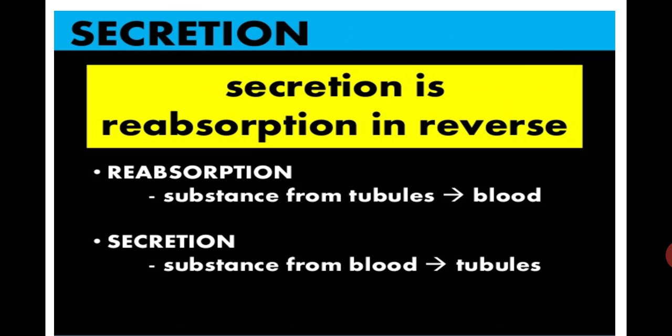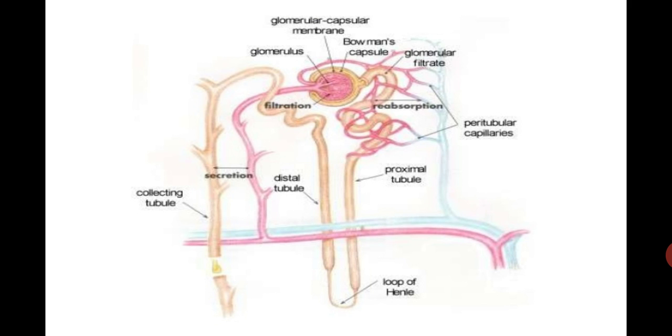As we have seen in the process of reabsorption, the things are coming out of the tubules into the bloodstream, but in the case of secretion, the substances are moving from the blood capillaries, or the capillaries surrounding the convoluted tubules, into the tubular regions. That's why this process is the reverse of reabsorption. Reabsorption was the movement of substances from the tubules into the blood, and secretion is the process in which the substances are moving from the blood into the tubules. So these two processes are the reverse of each other.